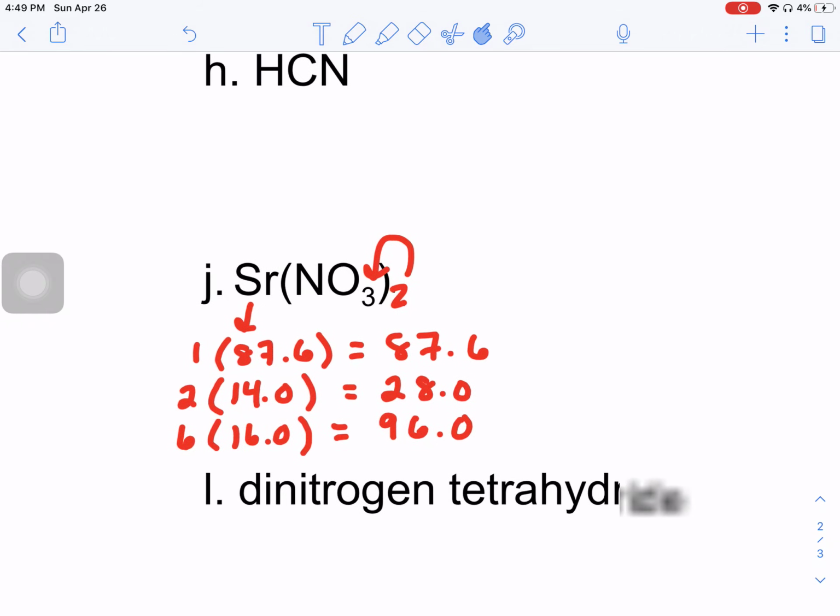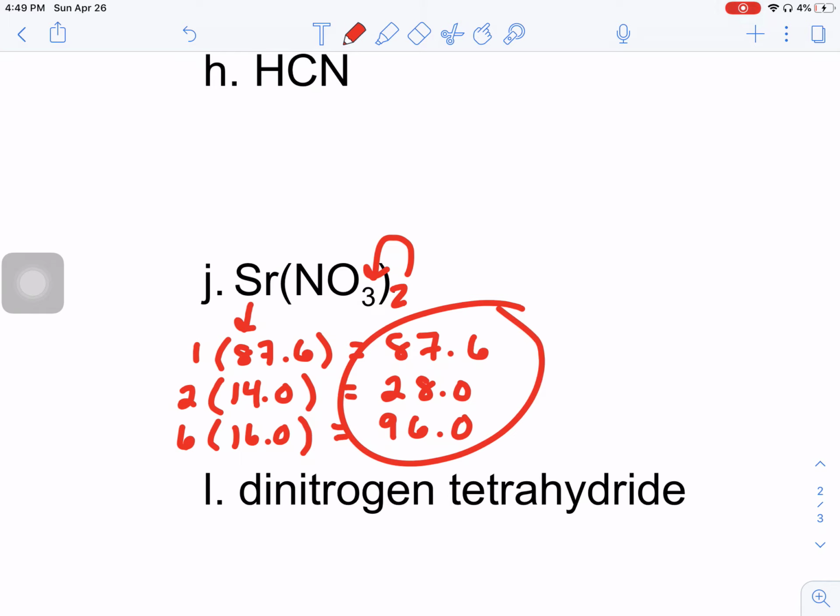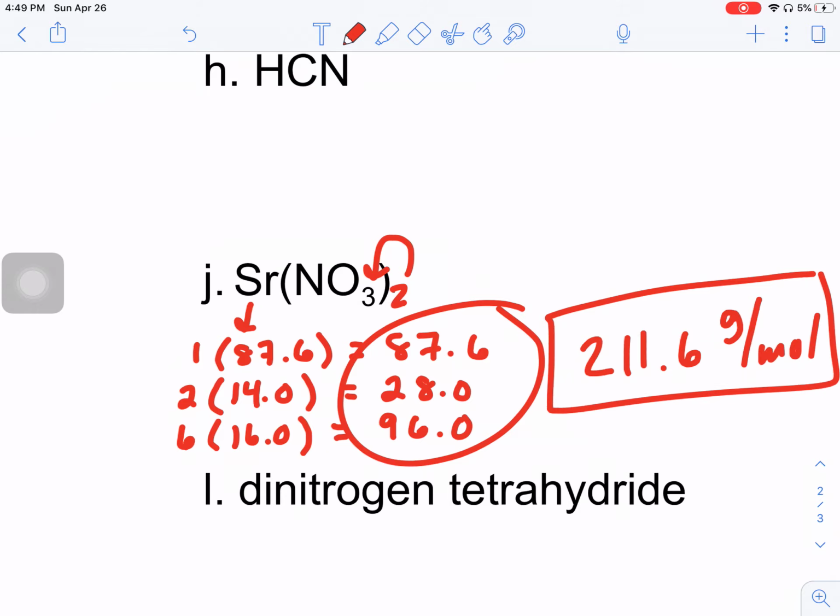Now, really the last step for us to do is we're going to have to just add up all these numbers. So the 96.0 plus the 28.0 plus the 87.6 leaves me with a number of 211.6. Don't forget the units. That's going to be the gram per mole. Guys, I am going to 1 decimal place. I would like you to go to 2 decimal places.